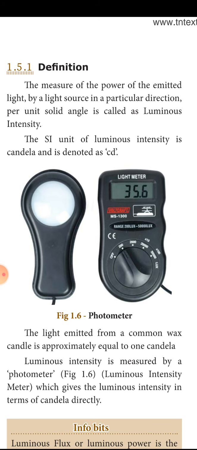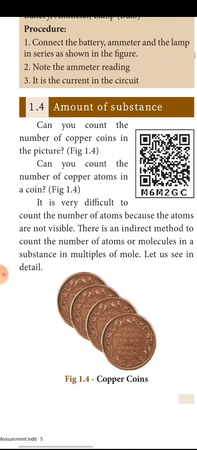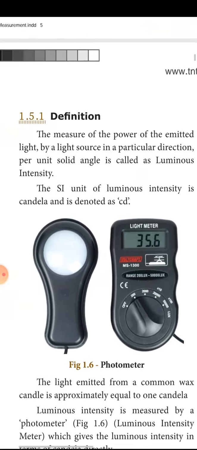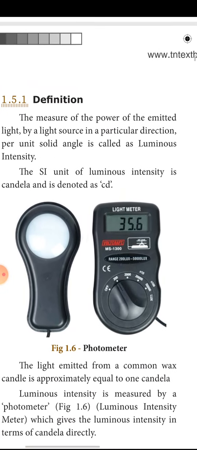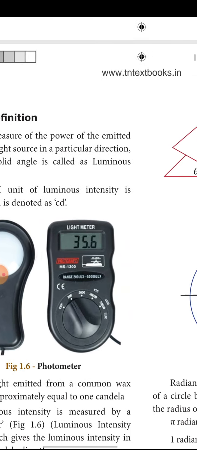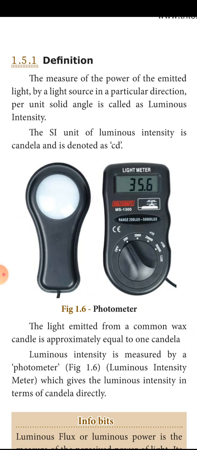In this page we have studied two things. One is amount of substance, another one is luminous intensity. Then next we will study plane angle and solid angle. We will study about plane angle and solid angle.